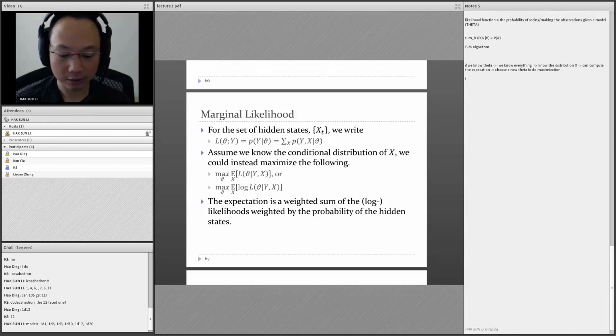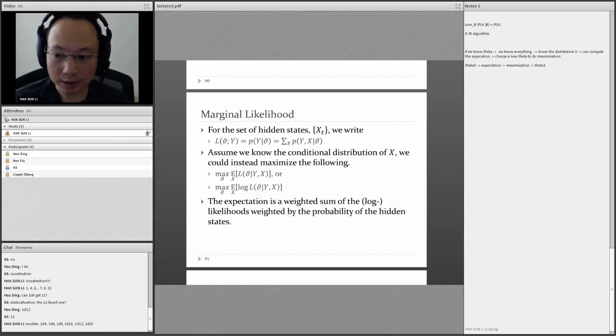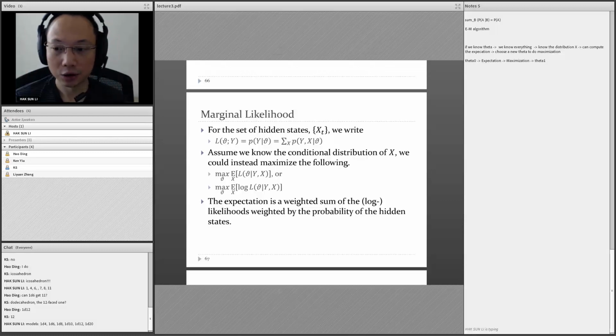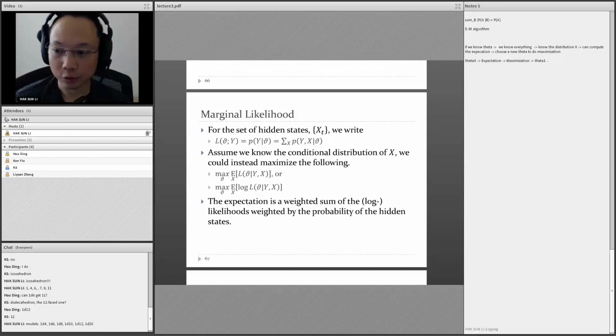The idea is that we start with theta 0, and then we compute the expectation, and then we do the maximization to generate a new theta. So this is the EM algorithm. This is exactly why it is called EM. It is an iterative process of expectation and maximization. During each iteration, we compute a new theta from the old theta, and the new theta is supposed to be closer to the optimal values than the old theta. By doing this enough times, it will converge.